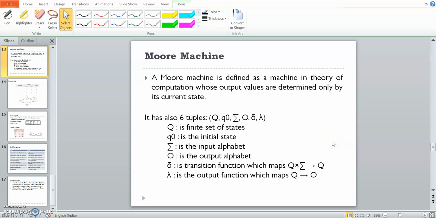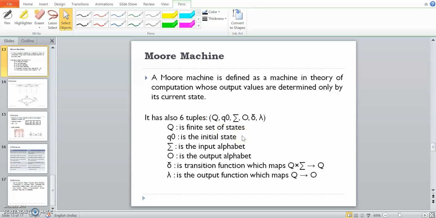Today we are going to see the Moore machine. What is a Moore machine? It is a machine in the theory of computation which produces output, or I can say finite automata with output, but the output is associated with the states. So in the definition, we can say a Moore machine is defined as a machine in the theory of computation whose output values are determined only by the current state.